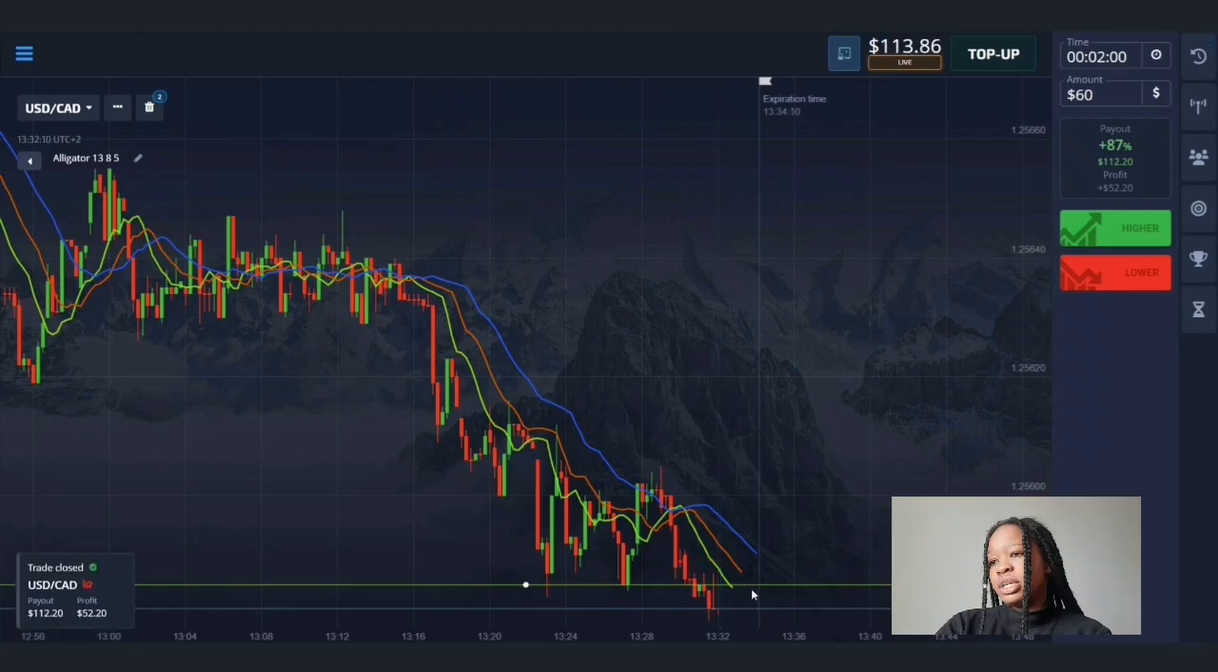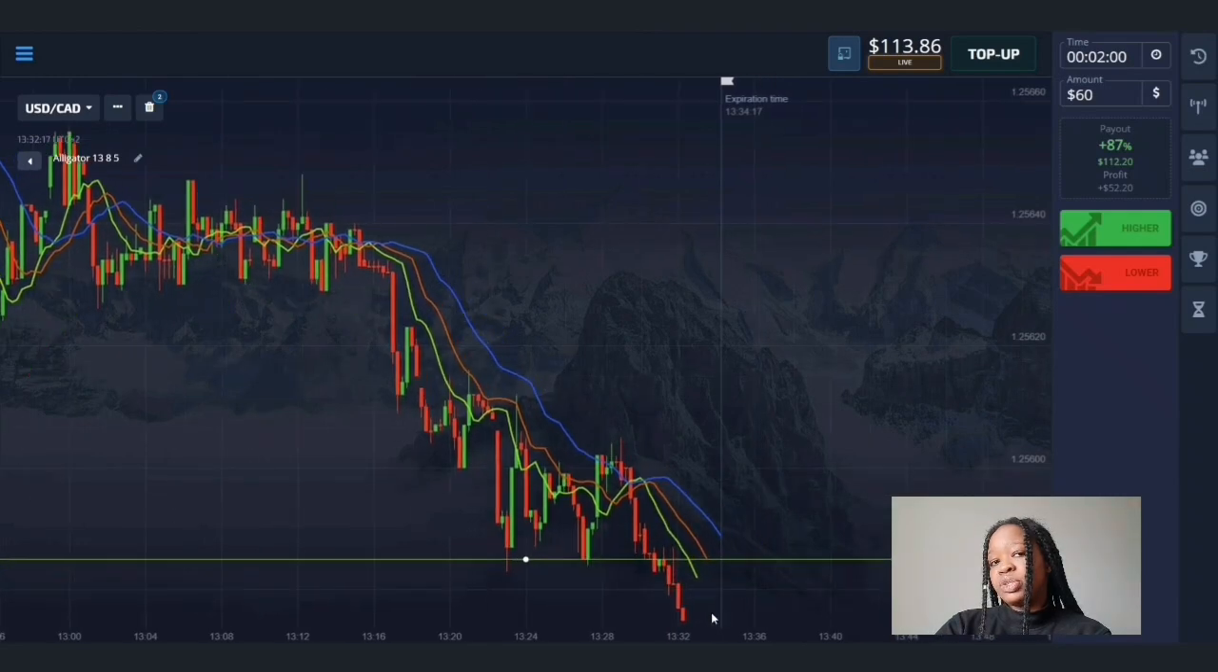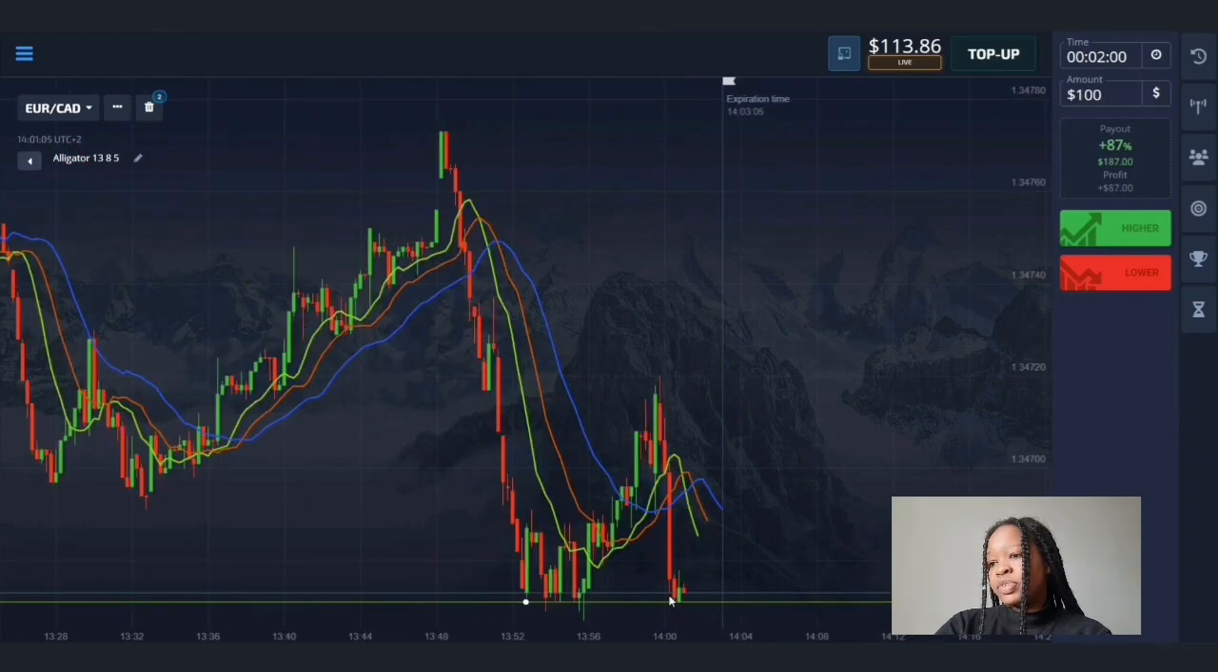You can notice here that the price trended down here and the level was broken through. I've got very good profit thanks to the indicator. So let me go on. So this is the level of support.